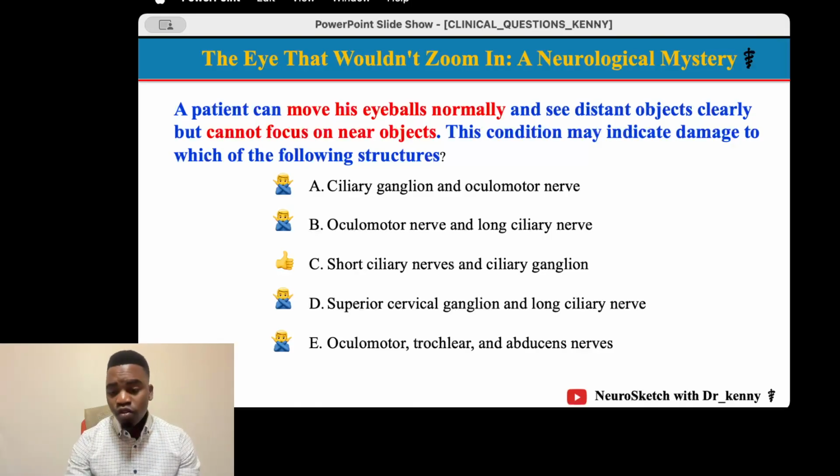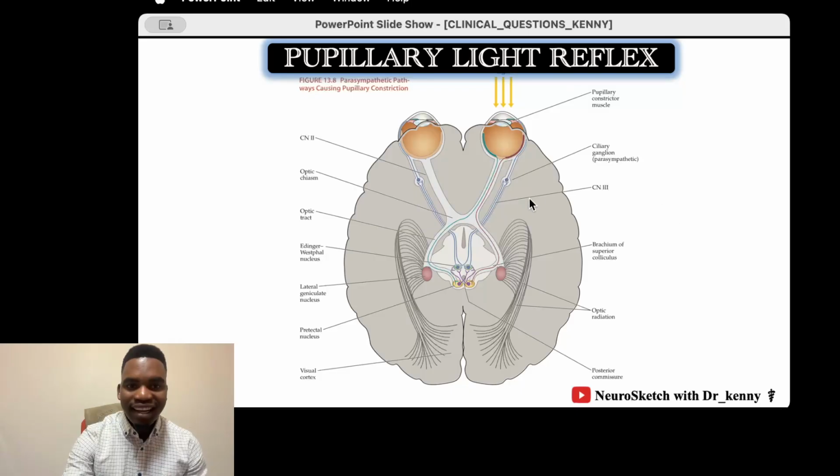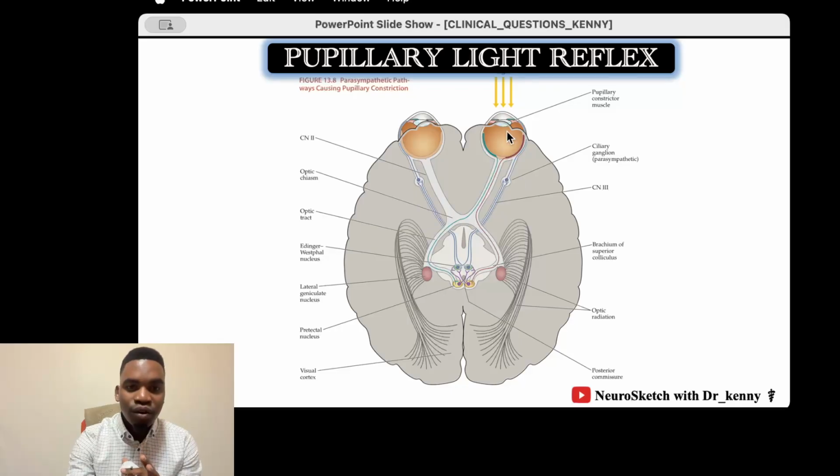But let me take you back. So that will be the correct answer. So let me take you back here. Remember the pupillary reaction, we had the ascending fibers. They were carried within the optic nerve, and then the descending component, the efferent pathway, was taken through cranial nerve number 3, which is the oculomotor nerve. So the oculomotor nerve carried the preganglionic parasympathetic component to the ciliary ganglion, and then from the ciliary ganglion, the information was taken by the short ciliary nerves to go to the pupillary constrictor, the constrictor pupillae.